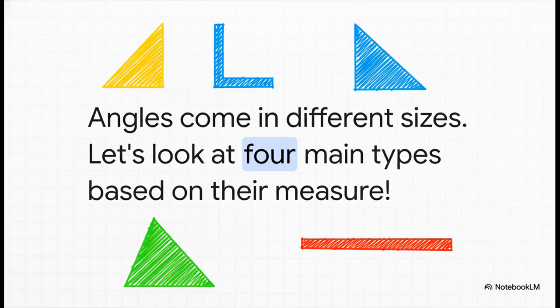Now, as you've probably noticed, angles come in all different sizes. Some are really small and pointy, others are wide and open. We actually have different names for them depending on how big they are. Let's learn the names for four main types.